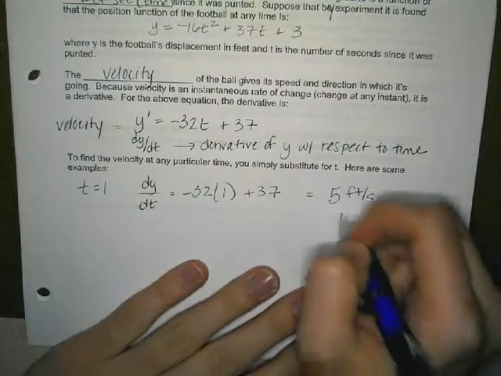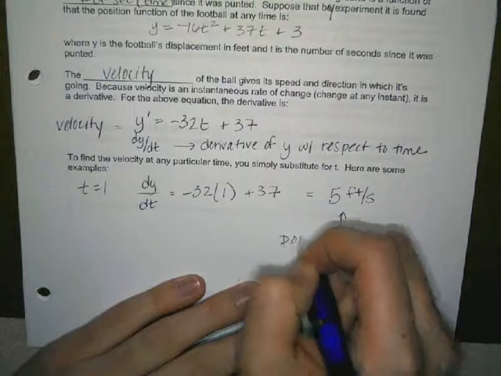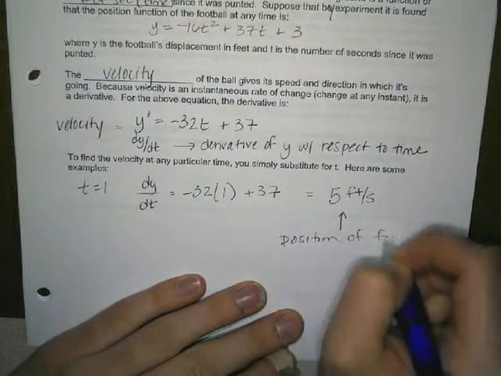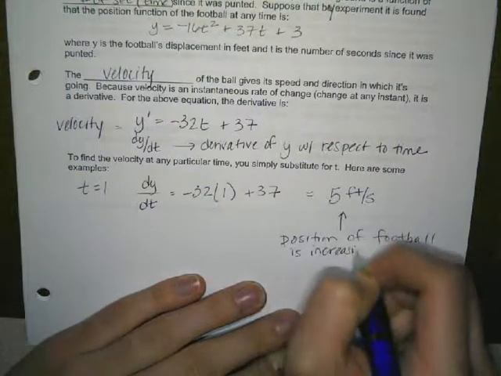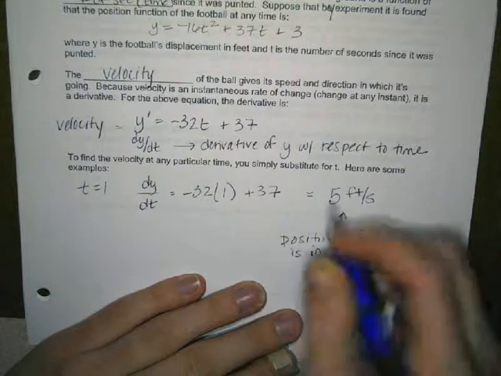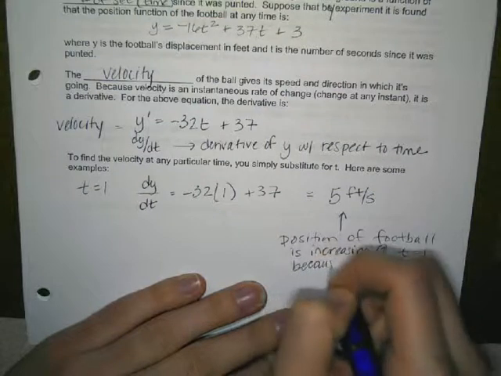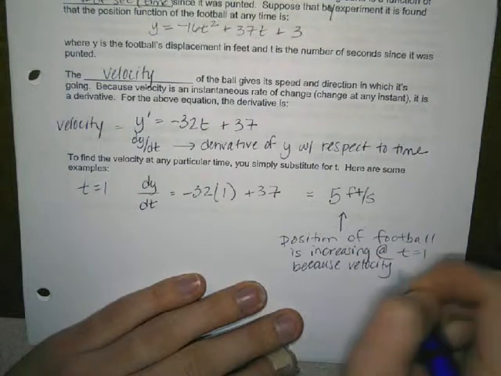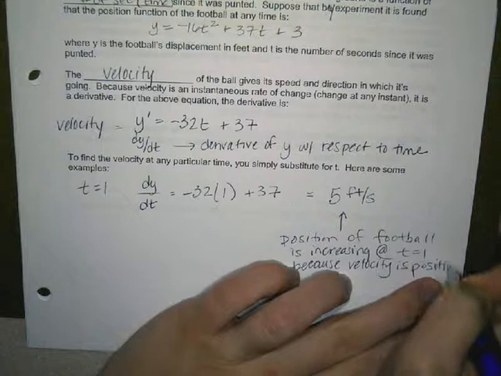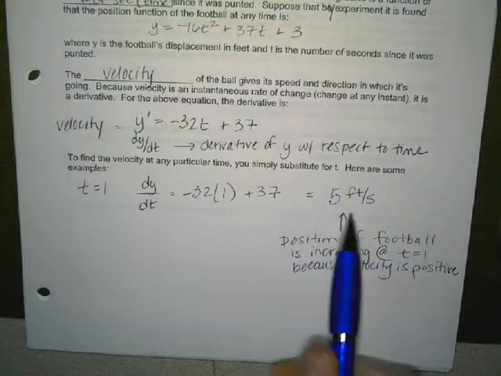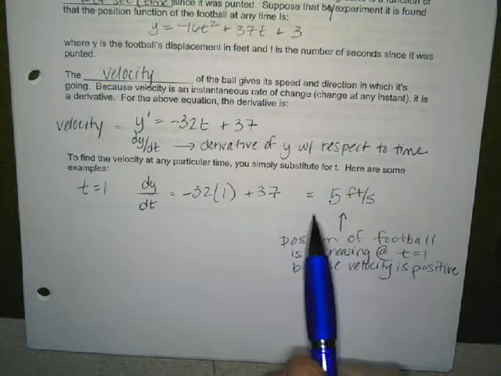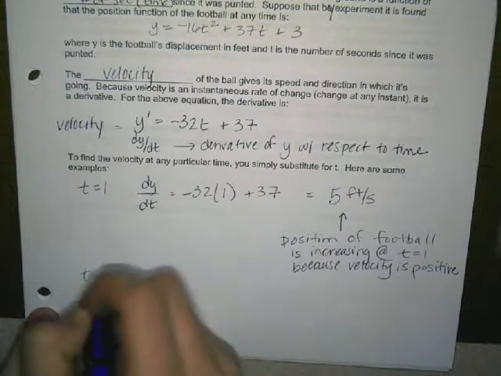What this is telling me about the football is that the position of the football is increasing at t equals 1 because the velocity is positive. Hopefully 1 second after someone kicks the football, it's still going up, and hasn't already started falling. So that would make sense for this case. Now 5 feet per second isn't moving very fast, so it might be really close to the top before it starts coming back down. So let's try t equals 2.